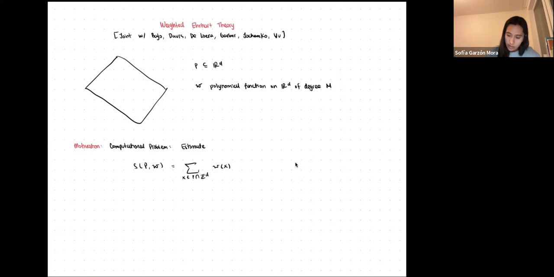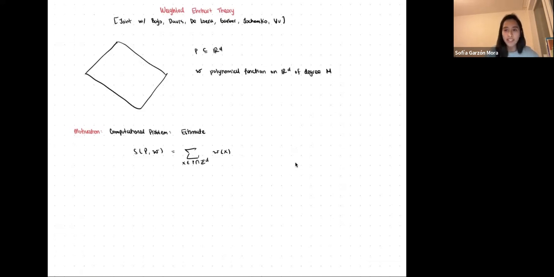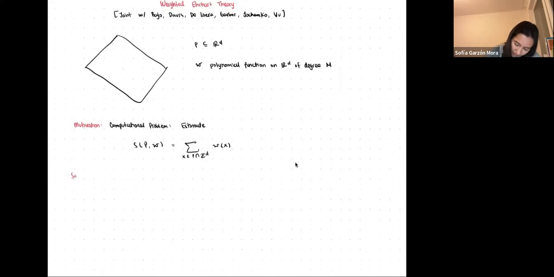And so maybe I can ask you a very easy question. How can we recover Ehrhart theory from weighted Ehrhart theory? Exactly, so maybe a similarity with Ehrhart theory: we recover Ehrhart theory for the case when the weight is just a 1.